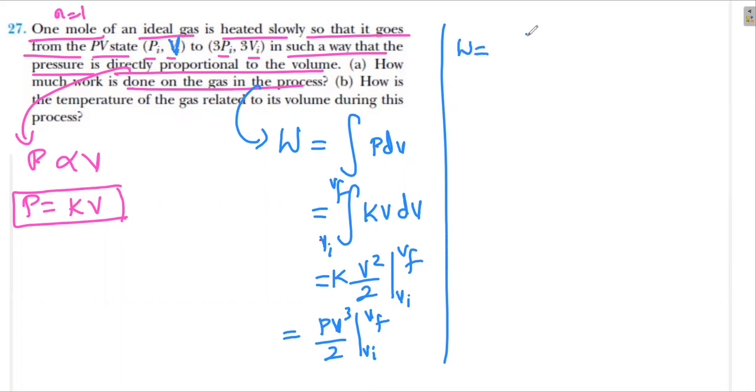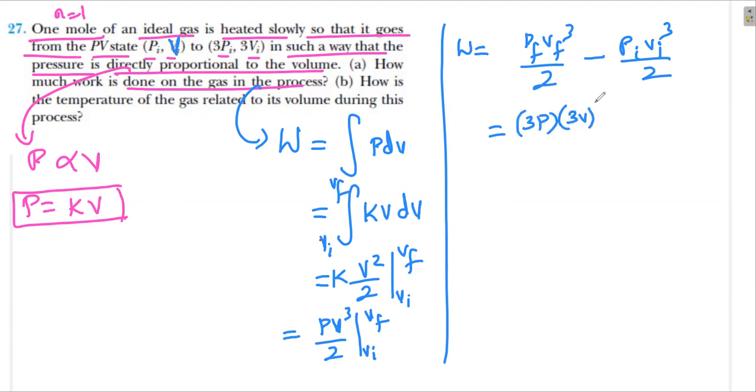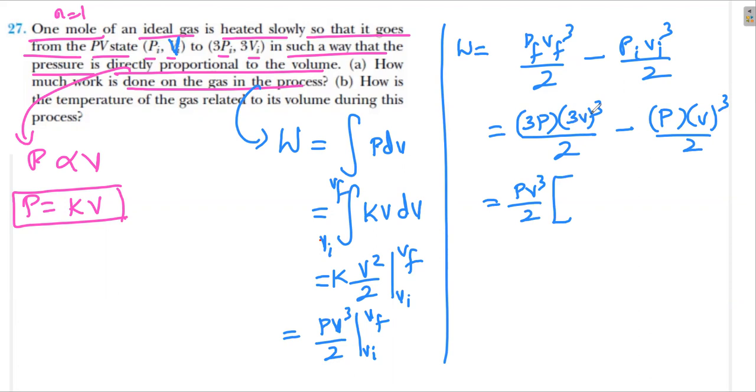So work done is P final V final square by 2 minus P initial V initial square by 2. P final is 3P, V final is 3V the whole square by 2, minus P initial is P, this is V square by 2. Obviously, I can take the constant PV square common. So it is 27 into 3, 81, minus 1. I hope this is clear. So this is 80 by 2, which is 40 PV square.